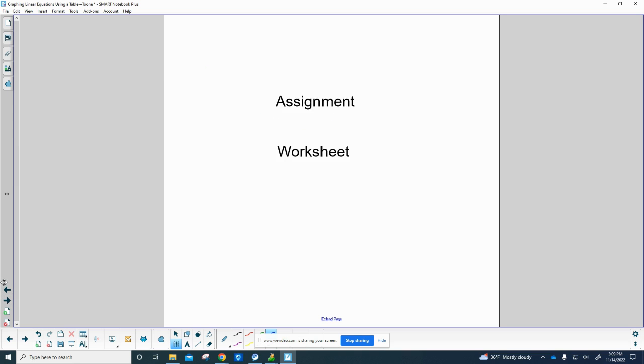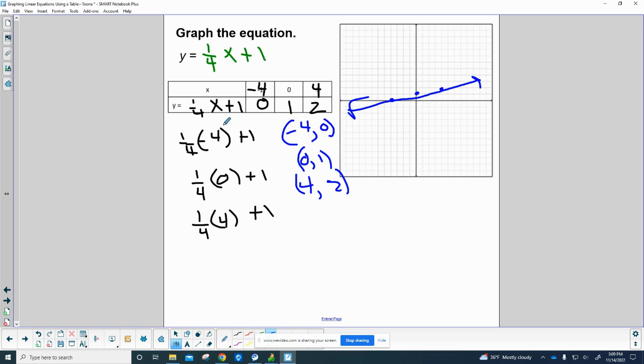So your assignment is a worksheet. Make sure that, as we showed here, you show the calculations, the ordered pairs, the numbers, and the correct graph. If you don't show all those parts, then you'll lose some of your points.